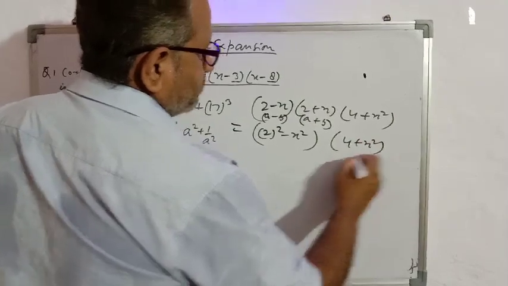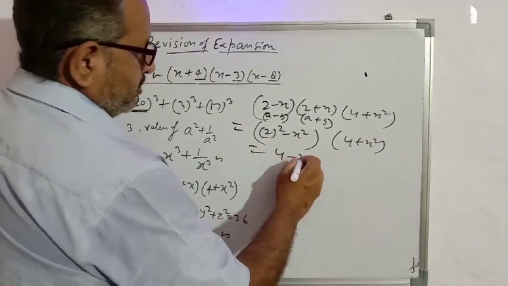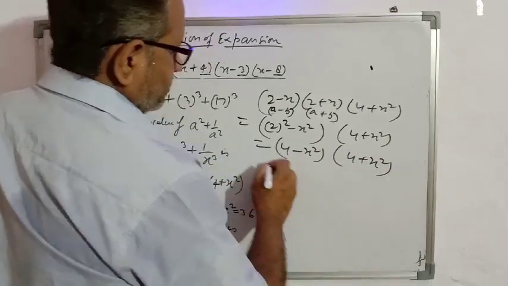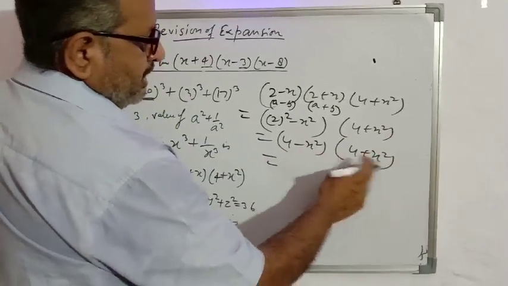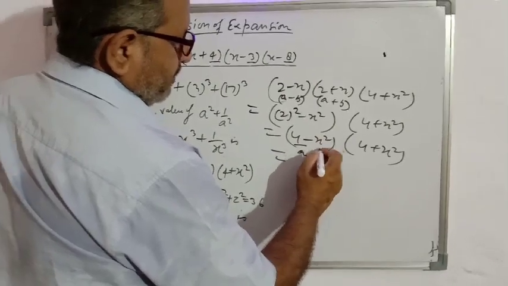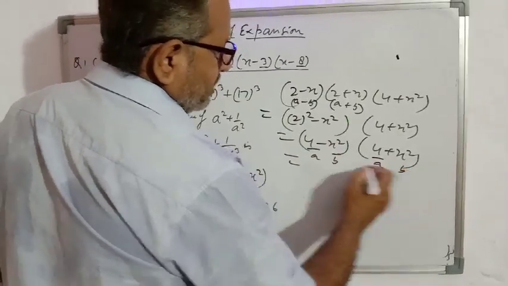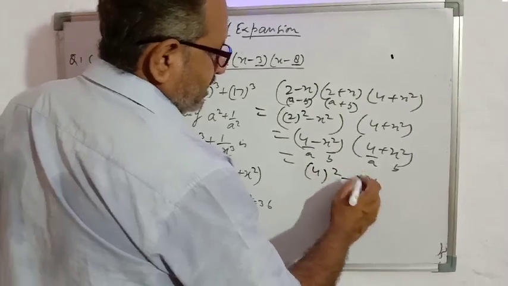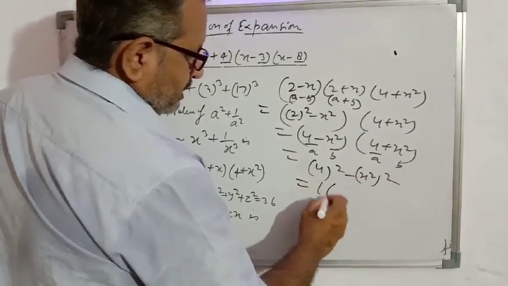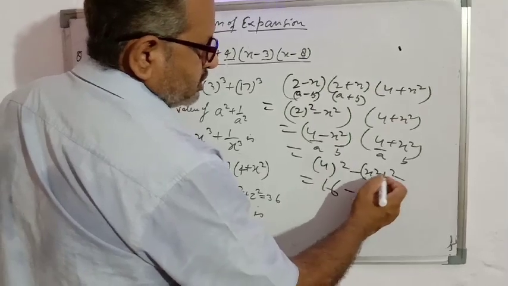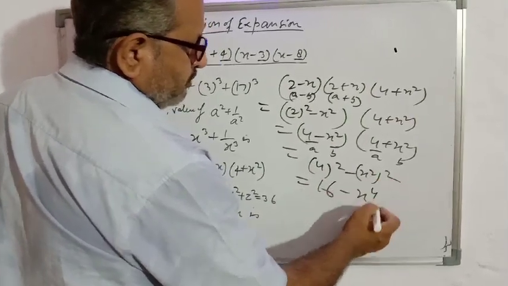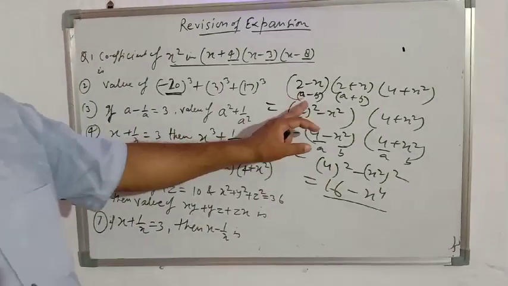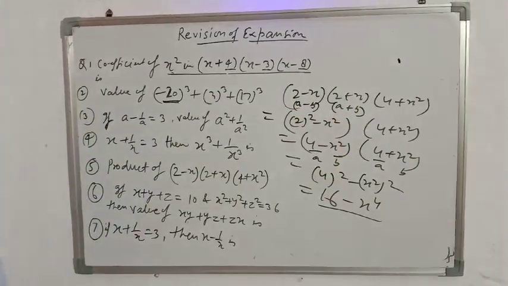And 4 plus x square. 2 square is 4, so 4 minus x square, into 4 plus x square. Again a minus b, a plus b: 4 is a, b is x square. So we will write 4 square minus x square whole square. 4 square is 16, x square whole square, 2 into 2, is x to the power 4. So 16 minus x to the power 4. Using the identity a minus b, a plus b, we can find its product.